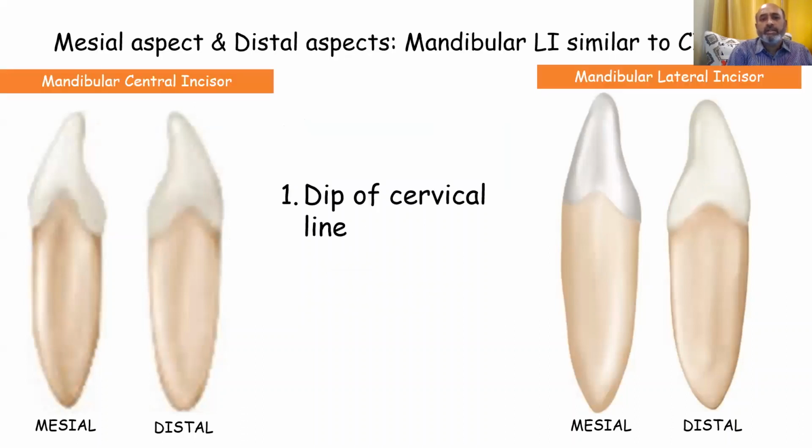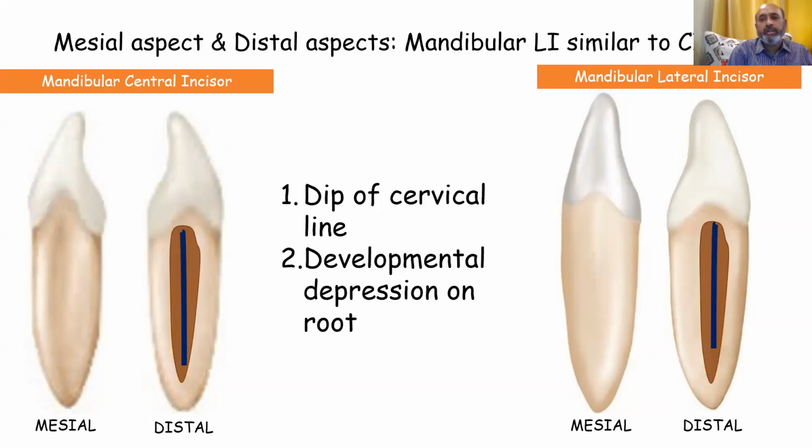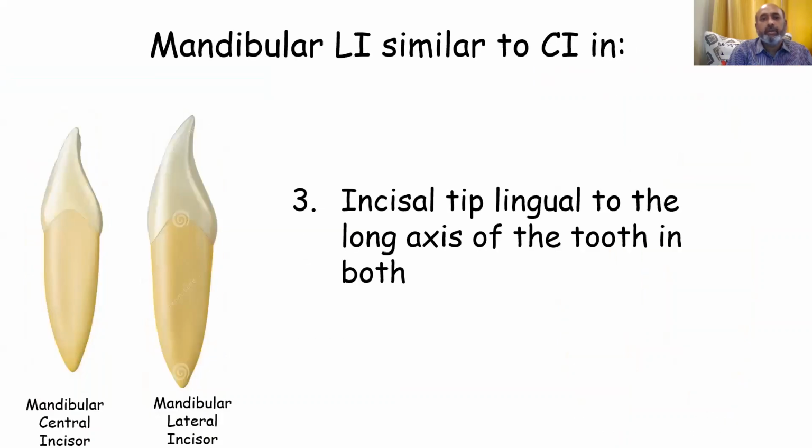Now, what are the similarities? The dip of the cervical line is the same, 3.3 millimeters on the mesial side and 2 millimeters on the distal side, both on the central and the lateral. So it's a common factor. Developmental depressions are seen on the root: on the mesial, a broad, relatively shallow developmental depression, while on the distal, it is deeper with a developmental groove in the center.